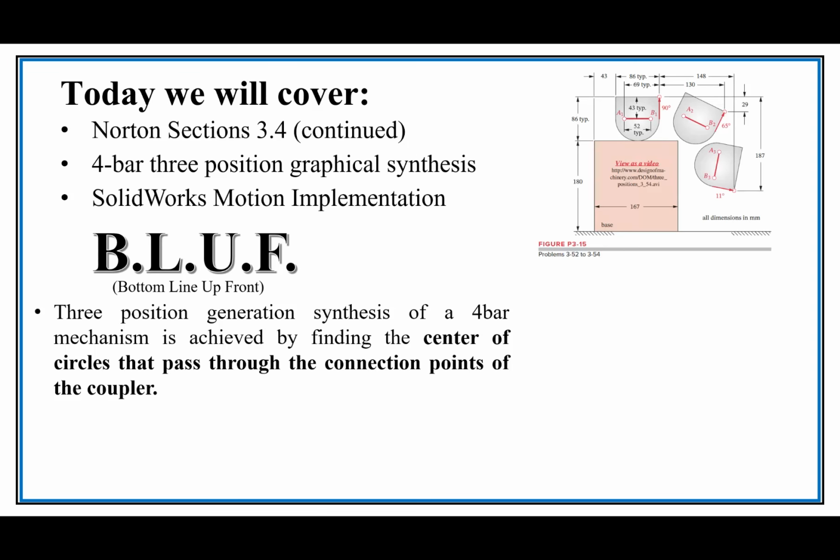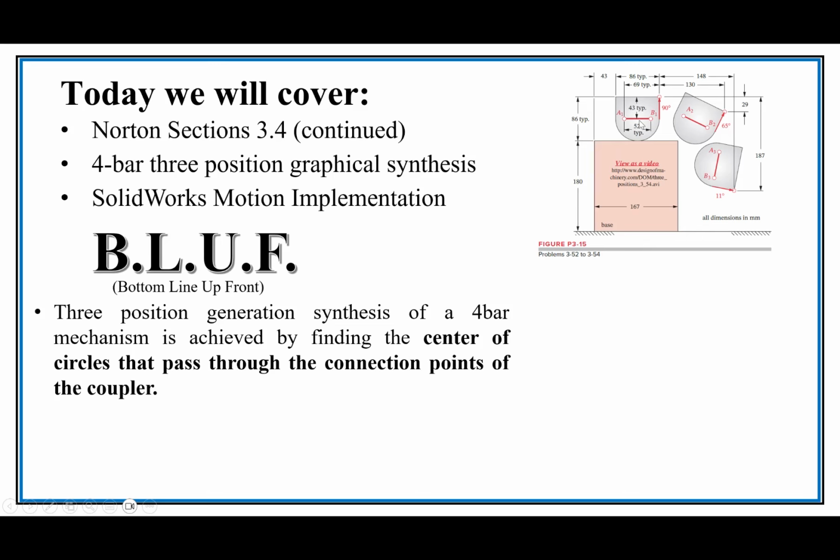Bottom line up front, we're going to find the center of circles that pass through the connection points. In this case, we're going through 3 connection points. Because there are 3 points, there's only one possible center. Before, we had 2 points and had some leeway as to where we were going to locate those. This time we're going through 3 points.